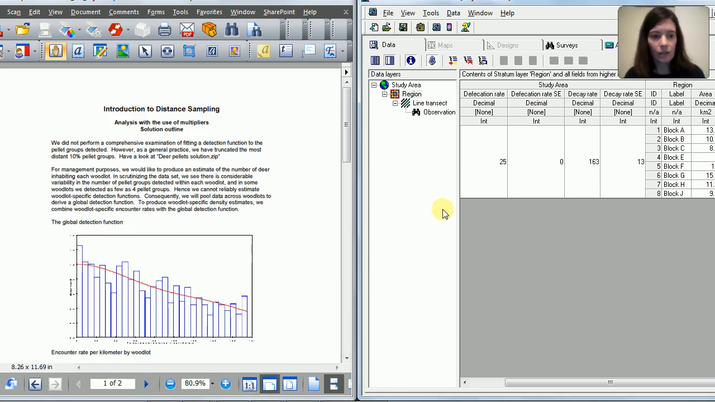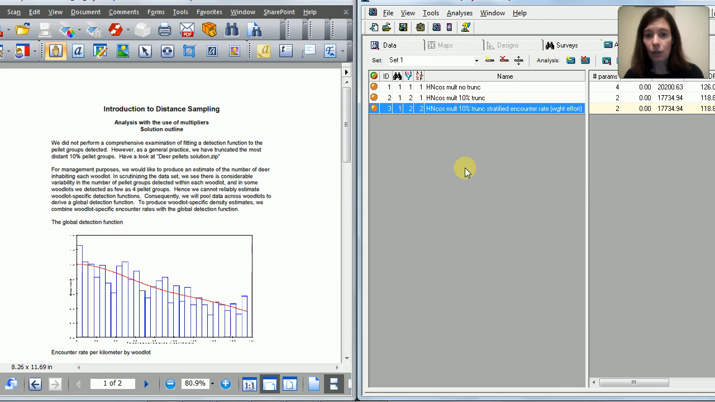So if we go to the solutions, you can see that we have given you solutions where we've fitted just a few different detection functions, but we haven't gone through a full detection function fitting exercise, so you may have found a detection function that you think was a better fit to the solutions we're presenting here. However, what we've done is we truncated at 10%, so we got rid of the 10% of the most distant pellet groups.